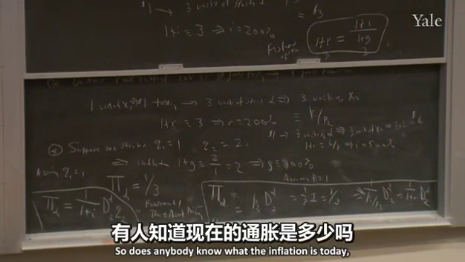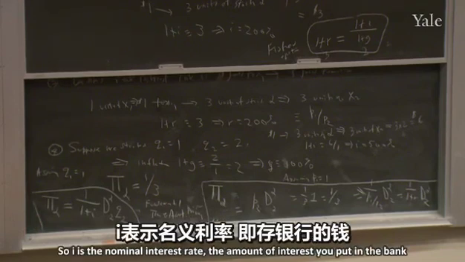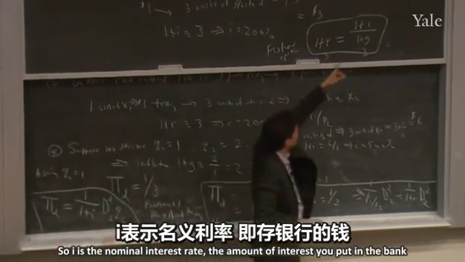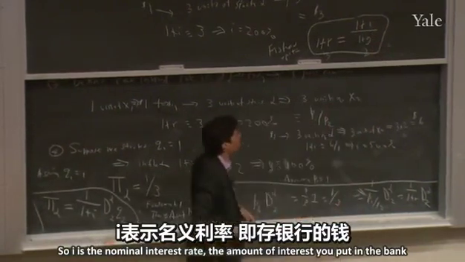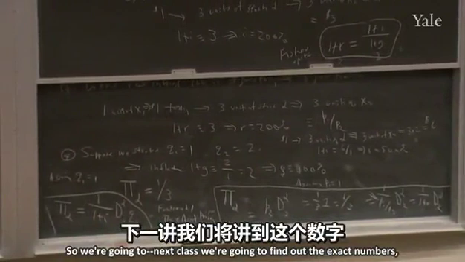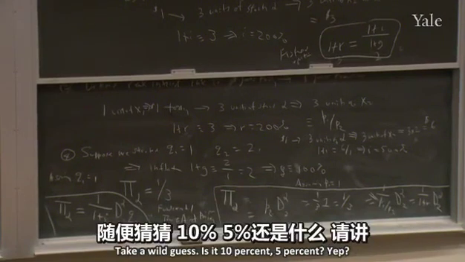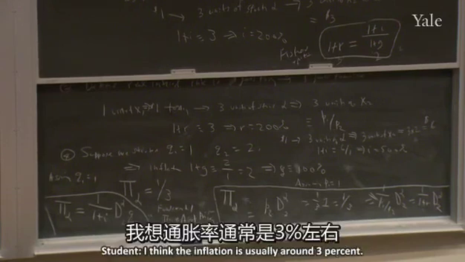Okay, so does anybody know what the inflation is today, or what the nominal interest rates are today? So I is the nominal interest rate, the amount of interest you put in the bank and what they'll pay you at the end of a year. Next class, we're going to find out the exact numbers, but what do you think it is about? Does anyone have any idea? Take a wild guess. Is it 10%? 5%? Yep.